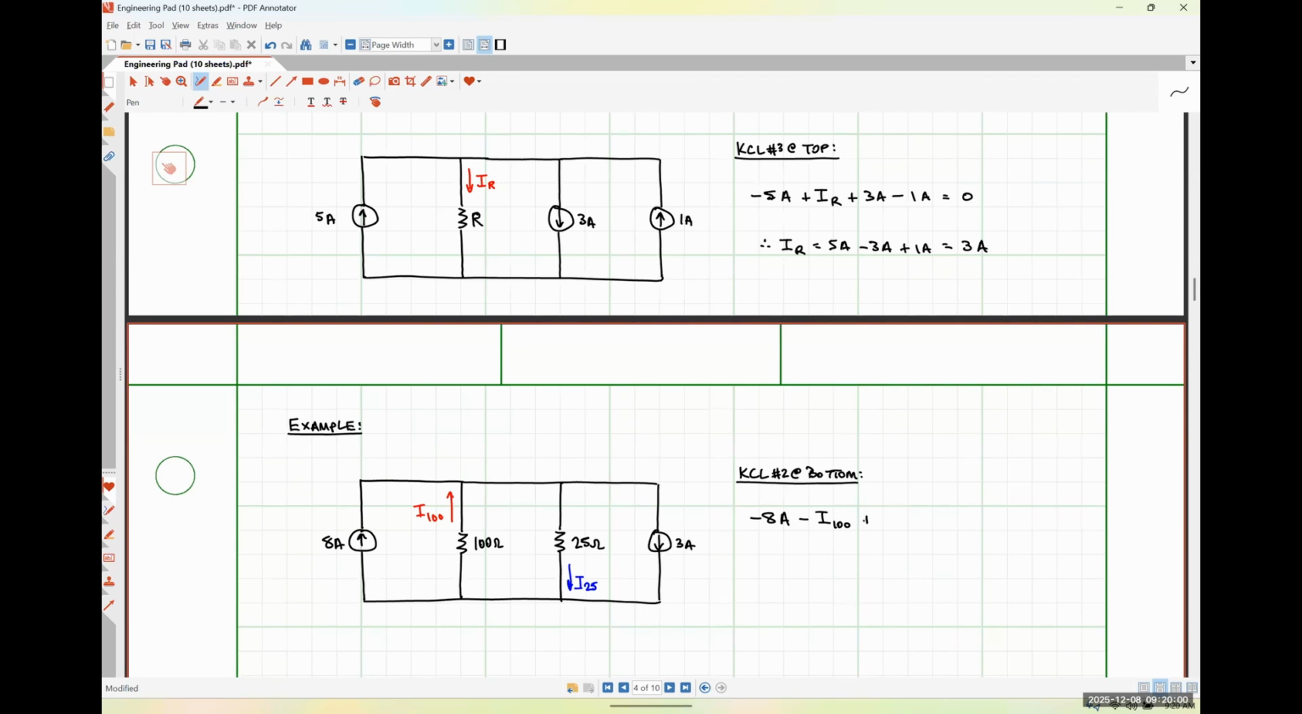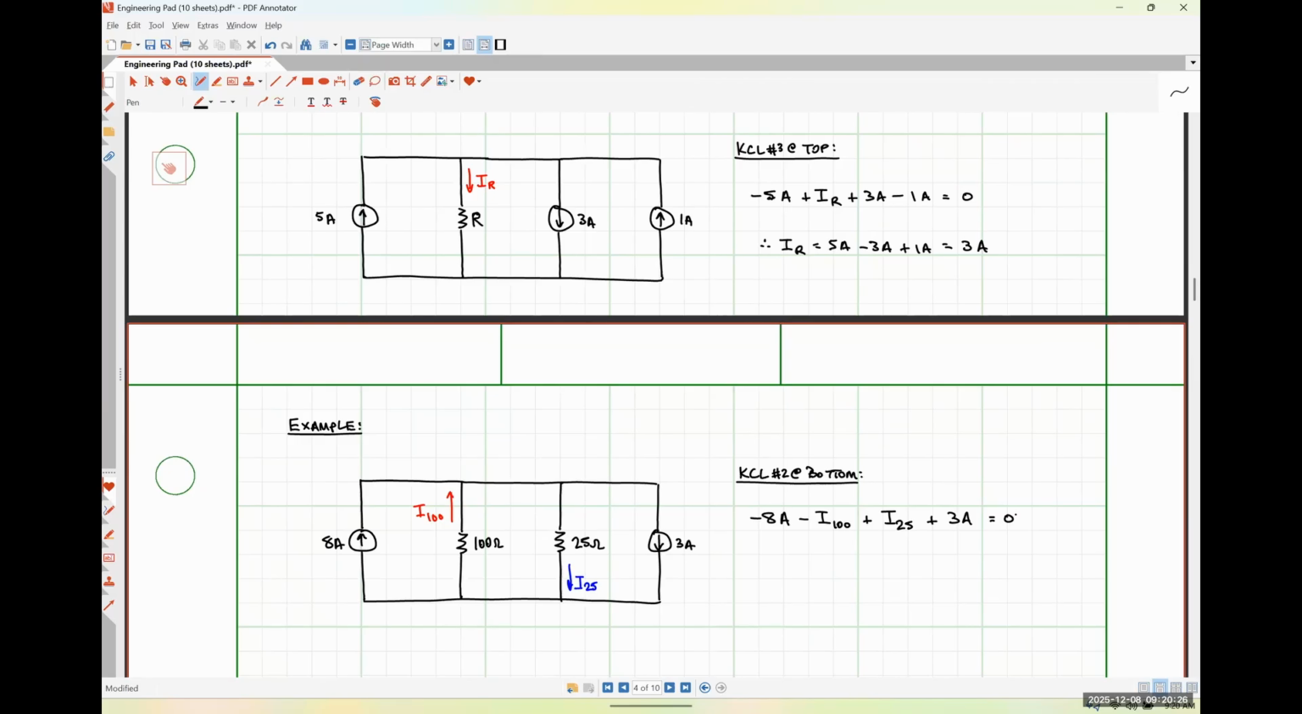I25 is entering, so it's going to get plus. And 3 amps is entering, so it's going to get plus. And I'm going to set this equal to 0. So we now have one equation with 2 unknowns. I think pretty obviously I could move the minus 8 amps and the plus 3 amps over to the right-hand side, get my constants on the same side. We'll do that in a little bit.